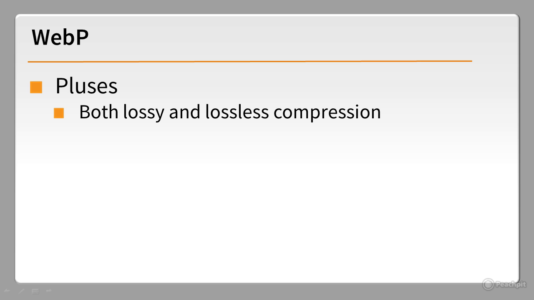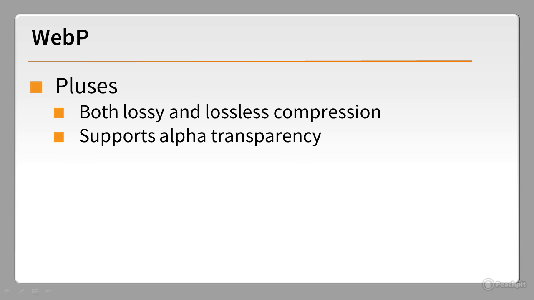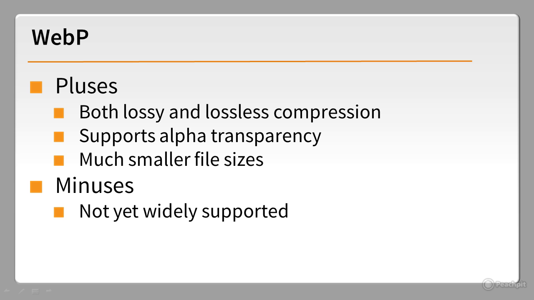So what about WEPI, the new format developed by Google? It has a lot going for it. It supports both lossy and lossless compression, making it very versatile. It also supports alpha transparency. But the real advantage of WEPI is that it produces high-quality images in much smaller files than JPEG or PNG. What stops it from being widely adopted is that it's currently supported only in Chrome, Opera and Android 4. But like SVG, this format will become increasingly important.